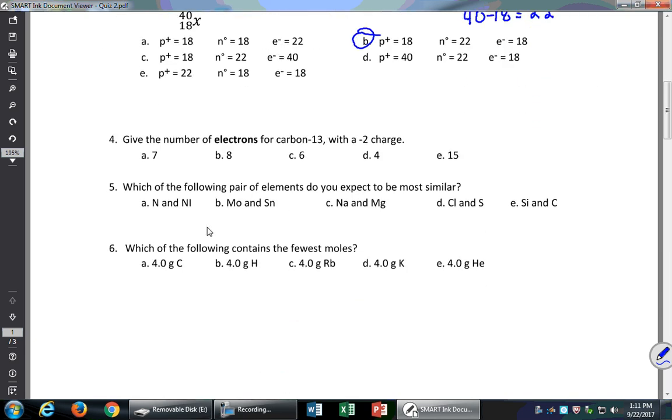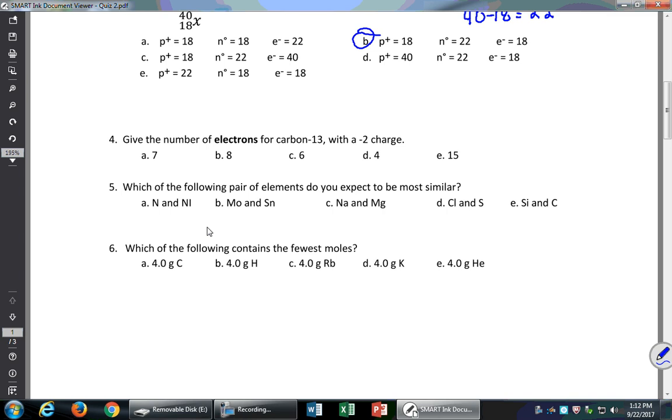Here, the number of electrons for carbon-13 doesn't matter. It doesn't matter that it's the isotope carbon-13. All that matters is we know its charge and we know it's carbon. If I ask you what's the number of electrons for carbon-12 with a -2 charge, it's the same answer. The fact that it's carbon-12 or carbon-13 only affects the number of neutrons, but not the number of electrons.